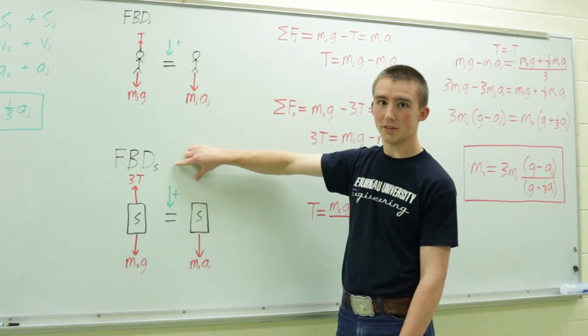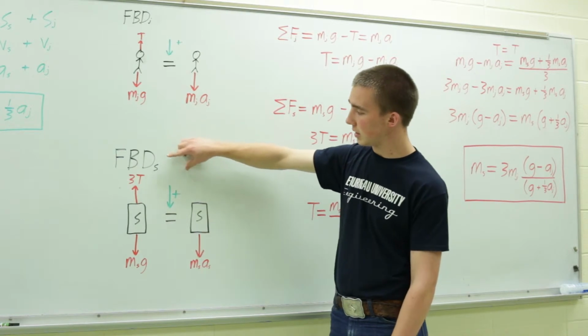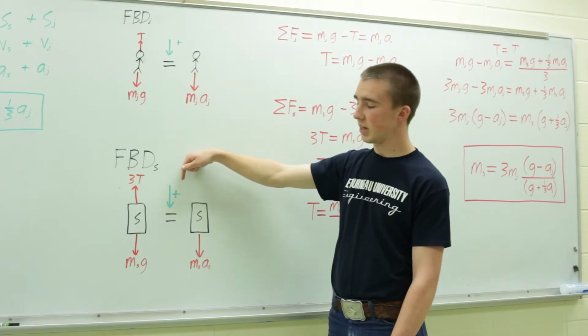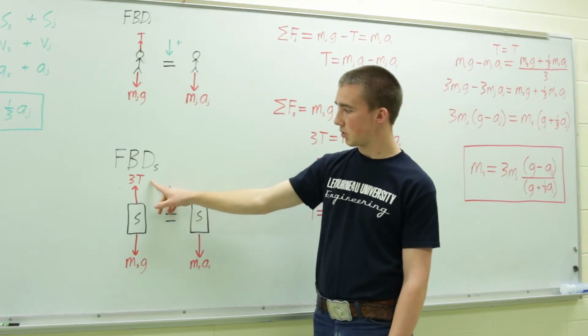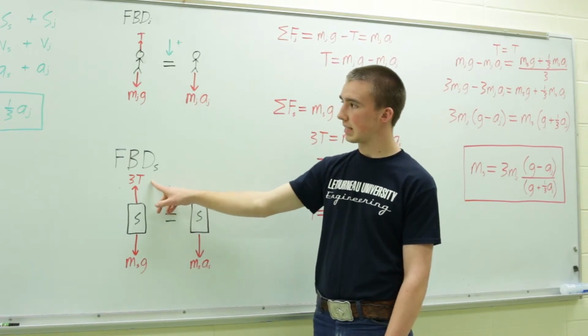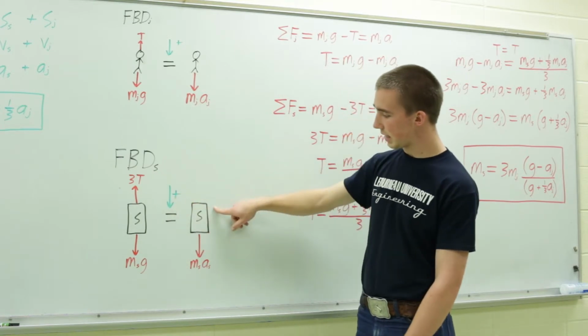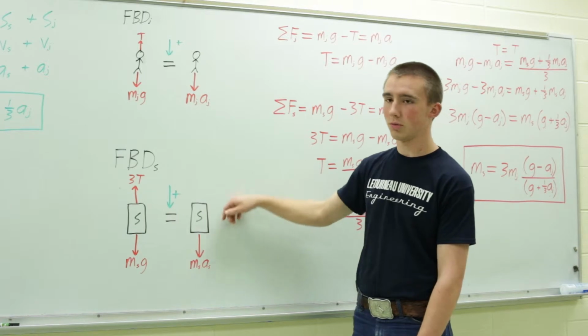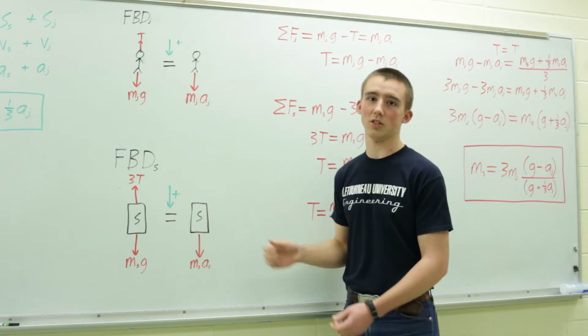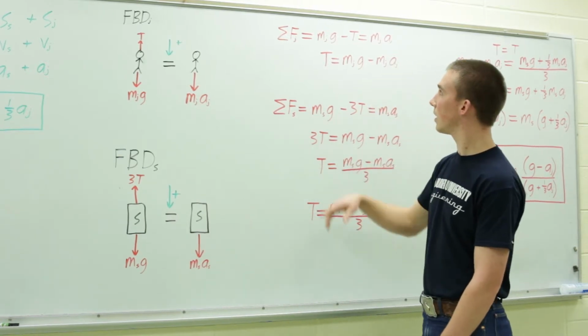Then our free body diagram for the statue is, again, we're being consistent, down is positive. We have the weight of the statue acting down, 3 times the tension acting up due to our pulley setup, and that equals the mass of the statue times the acceleration of the statue. Again, we define that in the positive direction. Our signs will work out if it's in the other direction.